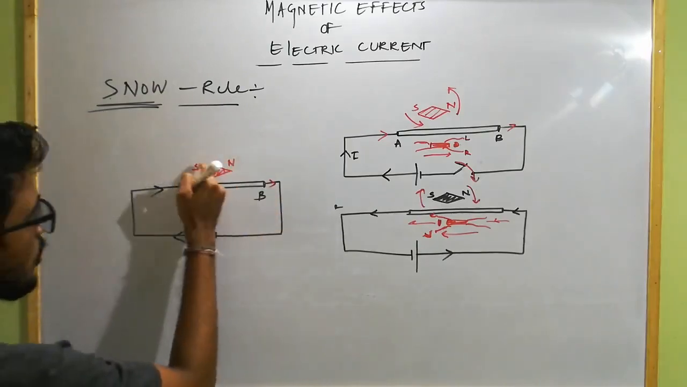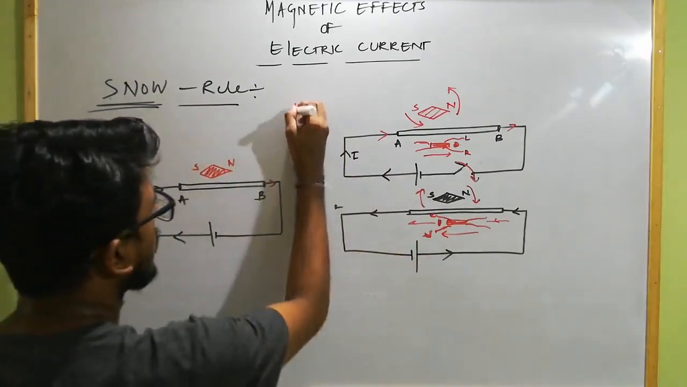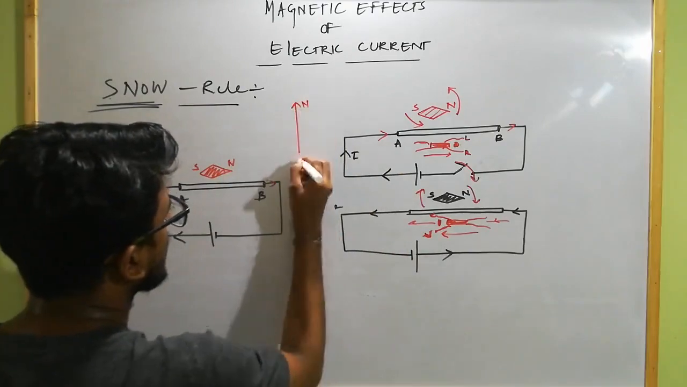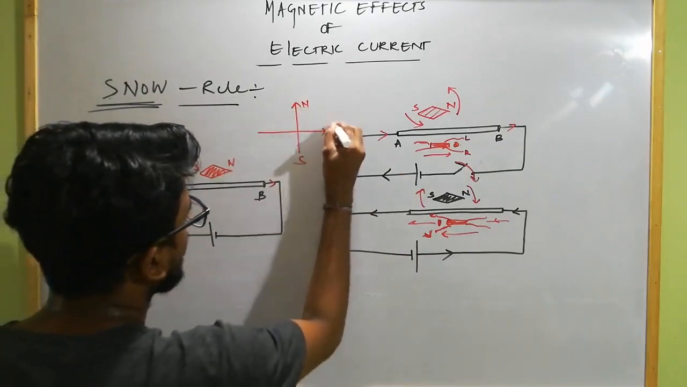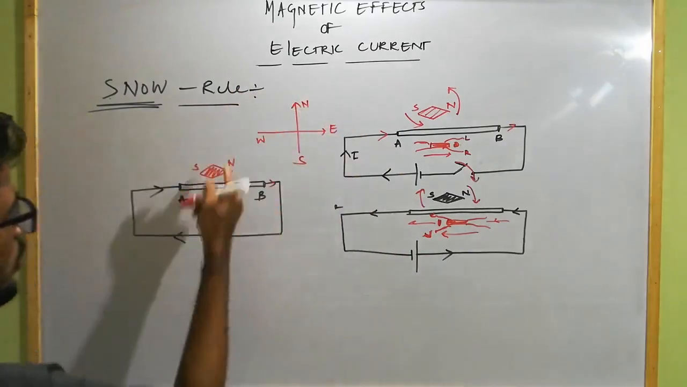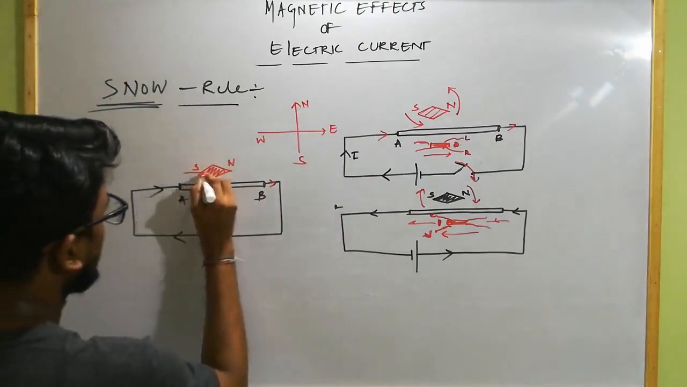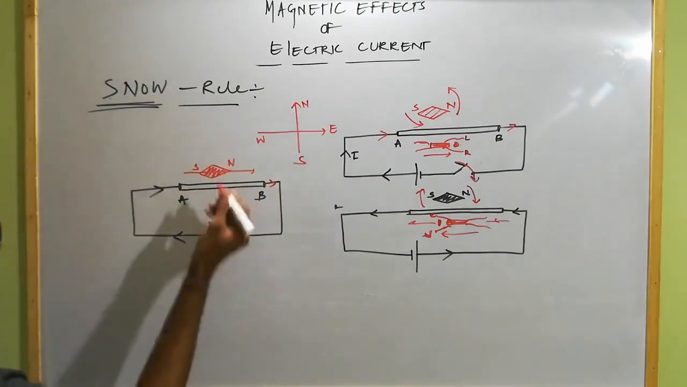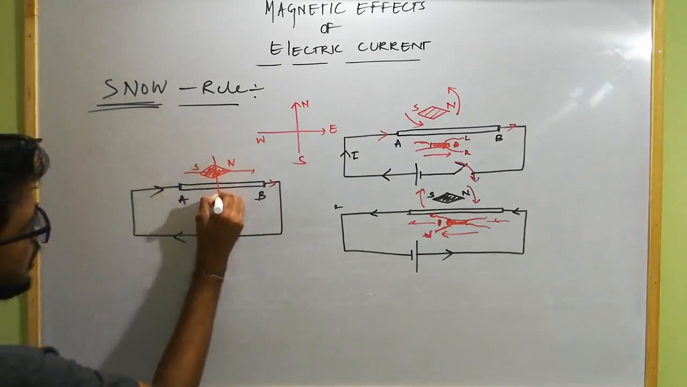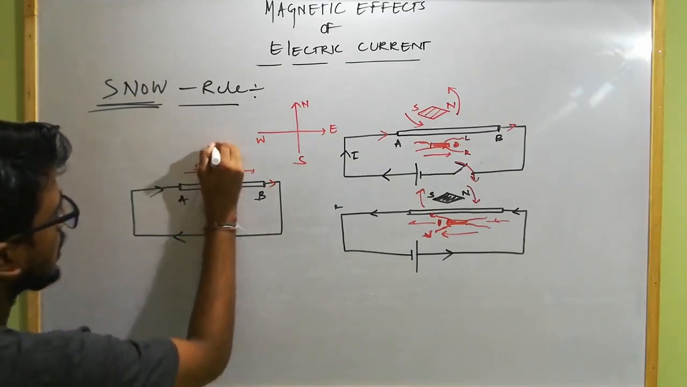That means if this is north, this is south. We already know the symbol. If this is north, this is south, then this direction will be east and this will be west. So in this case, this is north, this is south, and this direction will be east and this direction will be west.